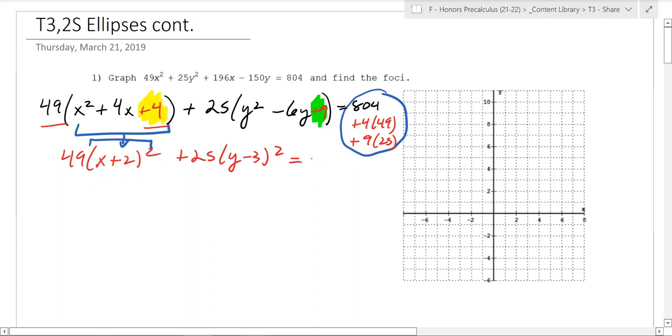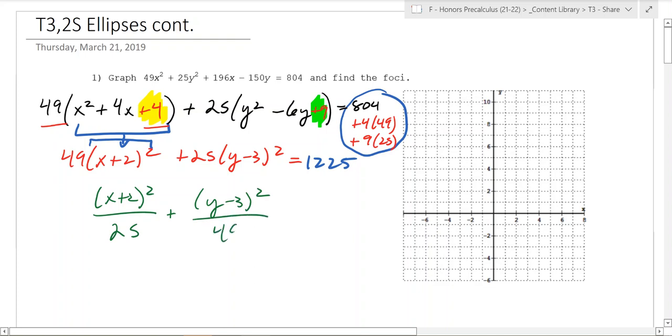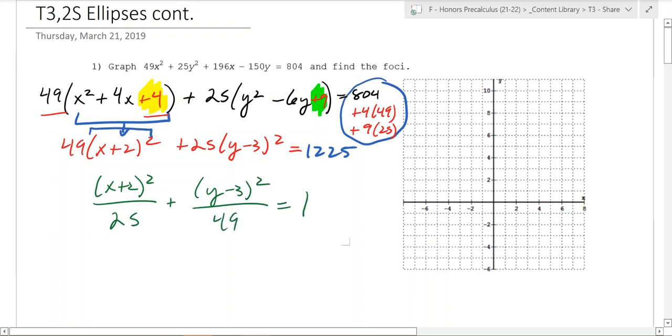And this equals, on this right-hand side, you have to add all these together. You end up with 1,225. You need the right-hand side to be 1 to fit the form we want, so we divide by 1,225. So you end up with x plus 2 squared over 25, and over here you end up with y minus 3 squared over 49 is equal to 1, and that's the form we want.